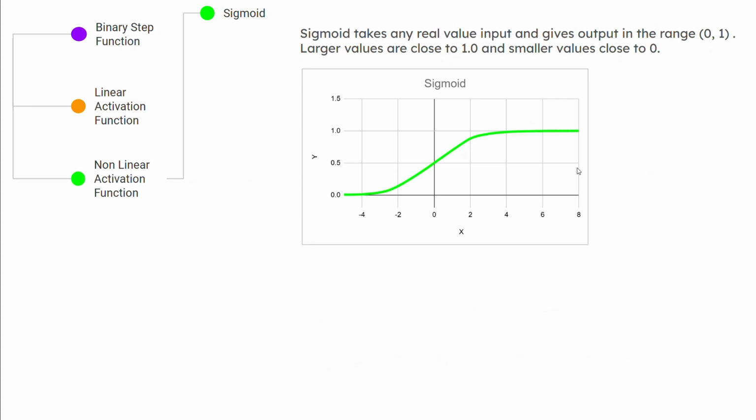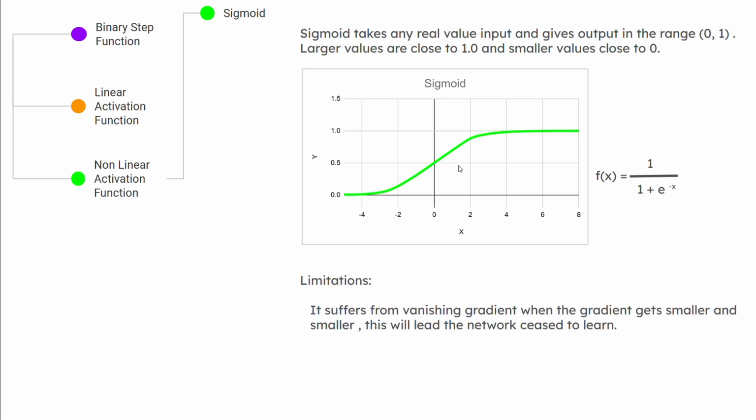So this is the graph of the sigmoid. The values are between 0 and 1. The higher the value, the closer to 1; the lower the value, the closer to 0. And this is the function: 1 divided by 1 plus e to the power minus x is the sigmoid function. It is always in the range 0 to 1.